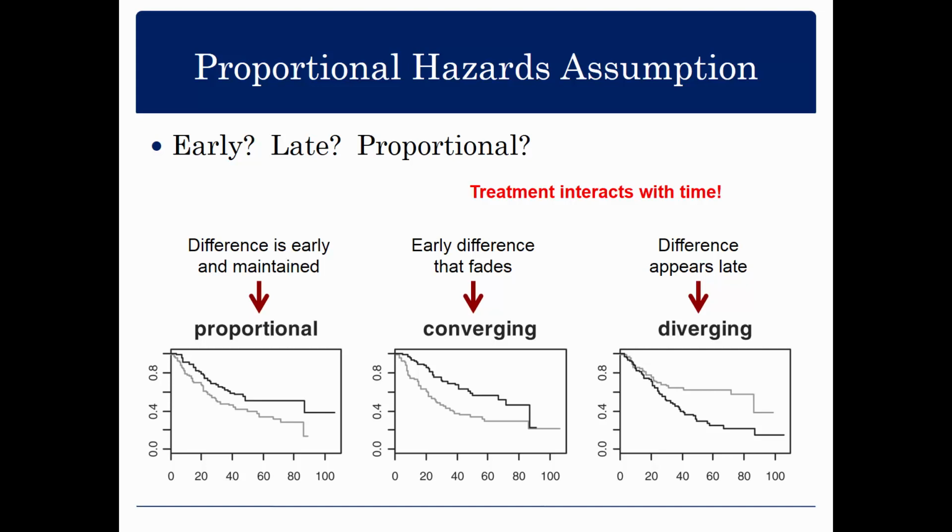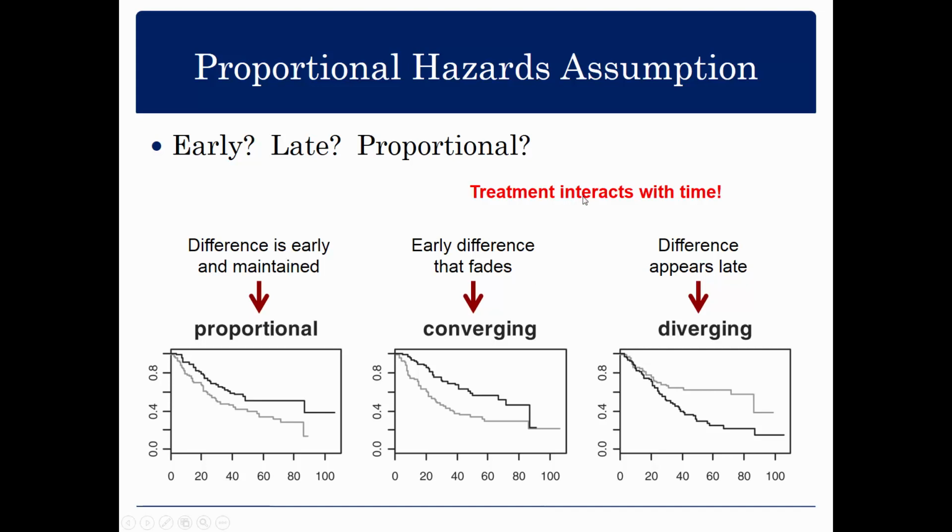Cox regression makes the assumption that you don't have interactions. And the specific interaction that you can't have is treatment effect and time. It assumes proportionality. In other words, it assumes that the treatment effect happens early and is maintained through the entire study period because it's called Cox proportional hazards regression.